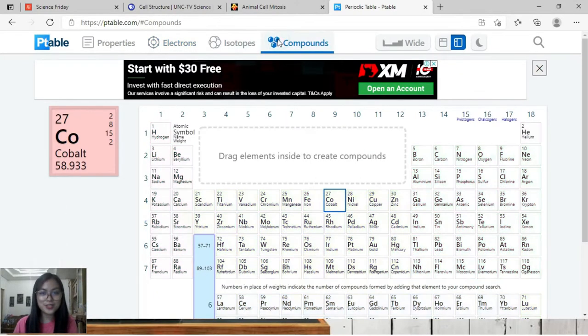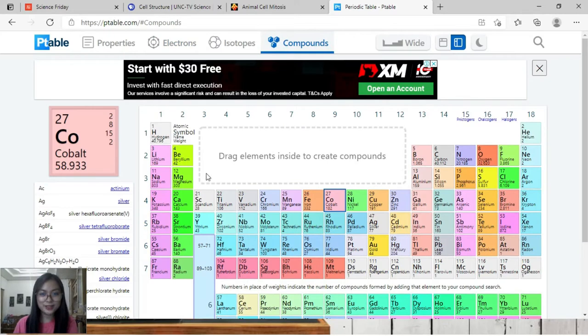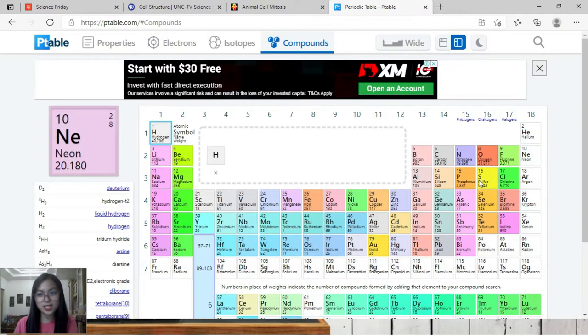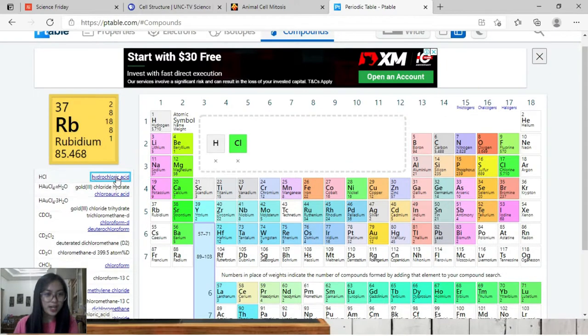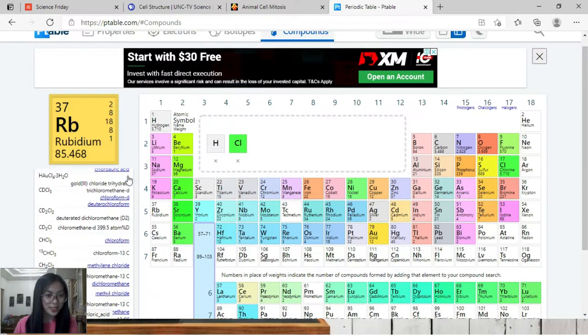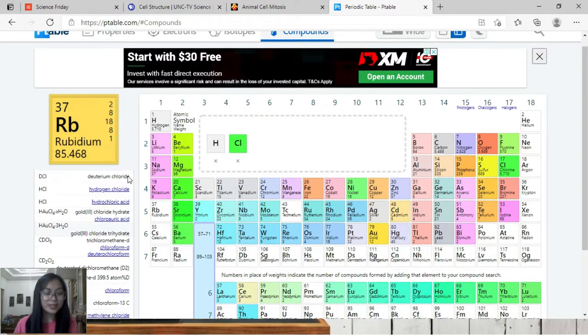Then there are also compounds. So if we drag elements inside to create compounds, for example, we drag H and we drag chlorine, a very common compound, HCl. So you have here hydrogen chloride, hydrochloric acid. So these are the names of the compounds that it could give.